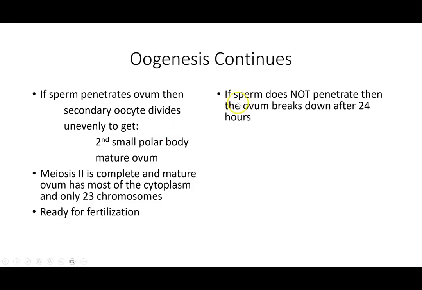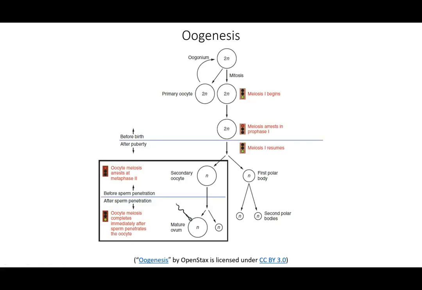If there are no sperm present, or they are not able to penetrate through the outer layers after about 24 hours, that ovum will break down and get discarded during the menses. So here's our graphic kind of showing what that looks like.